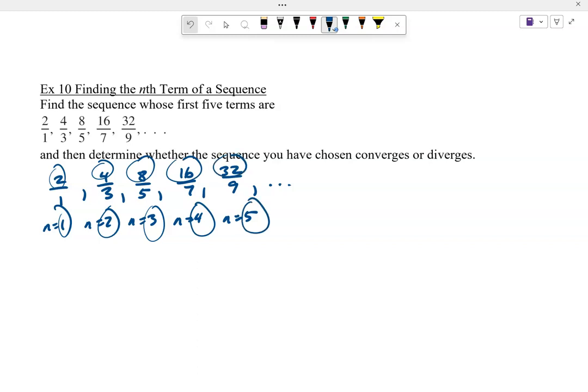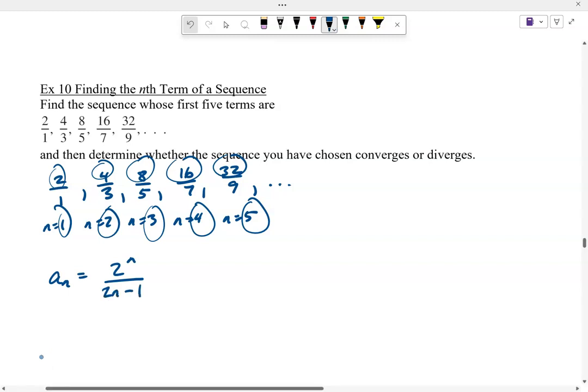2 to the power n. Yeah, 2 to the power n. So a_n is 2 to the n, that'll spit out my numerator, right? Like 2 to the 5th is 32, 2 to the 4th, and so on. See how that spits out our numerator there? And then the denominator here ends up being 2n minus 1.